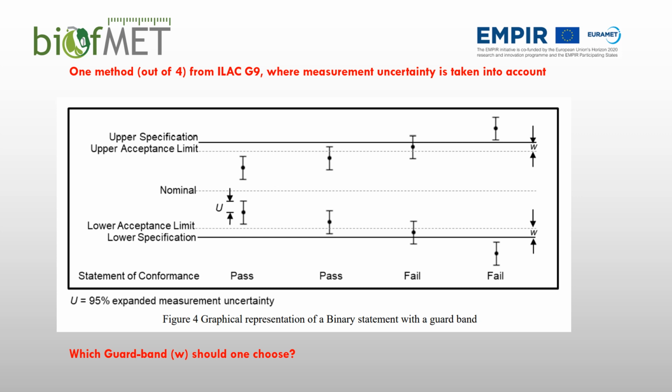One method is to introduce a guard band. We reduce the acceptance limit with W. Looking at the new acceptance limits, we see that the first two measurements give a pass and the two last result in a fail. By choosing this guard band wisely, we can control the risk.